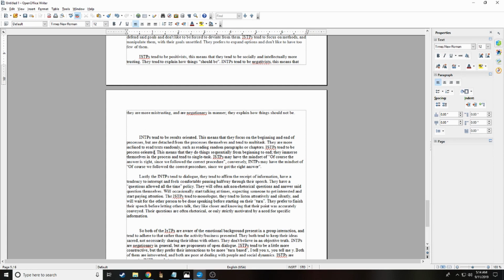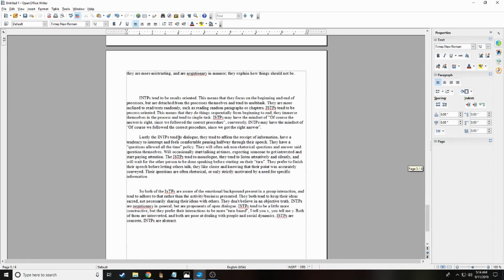ISTPs tend to be process-oriented. This means that they do things sequentially from beginning to end. They immerse themselves in the process and tend to single task. ISTPs may have the mindset, "Of course the answer's right, since we followed the correct procedure." Conversely, the INTPs may have the mindset, "Of course we followed the correct procedure, since we got the right answer."